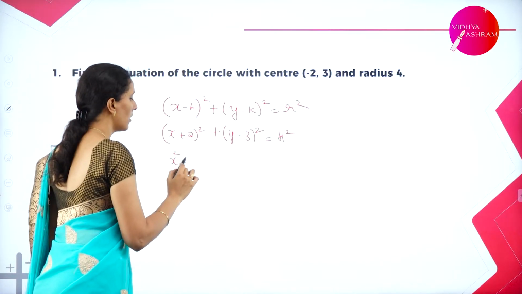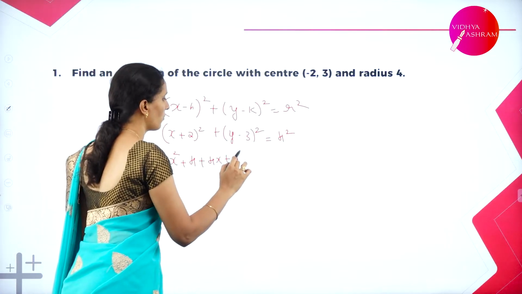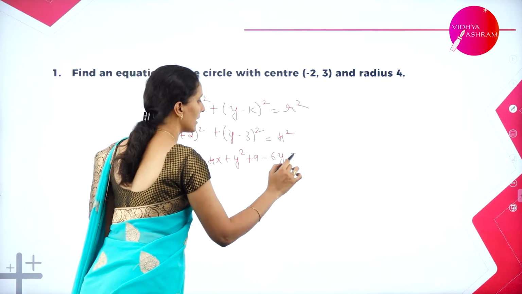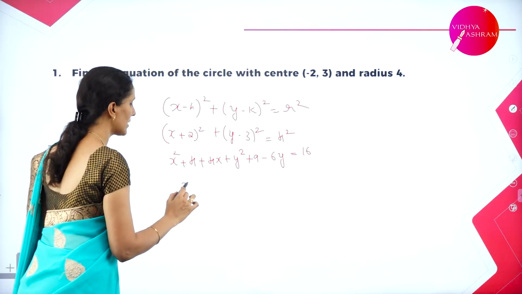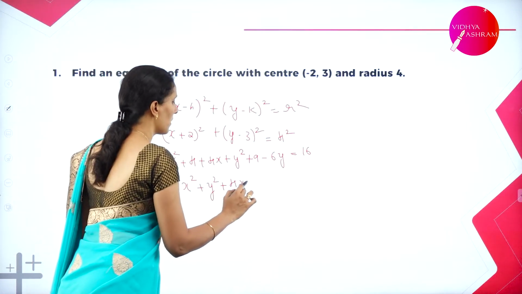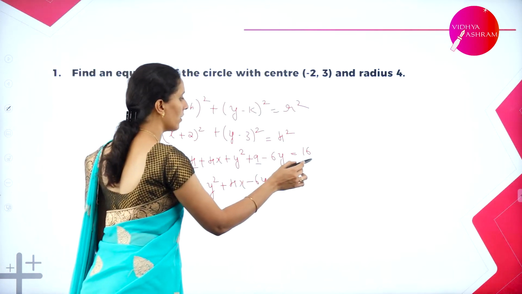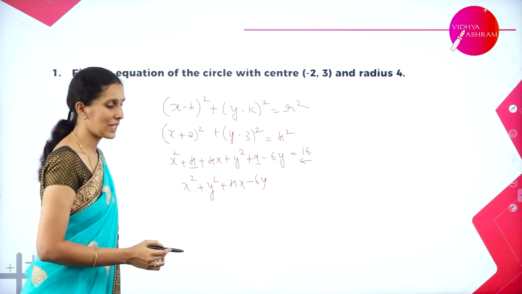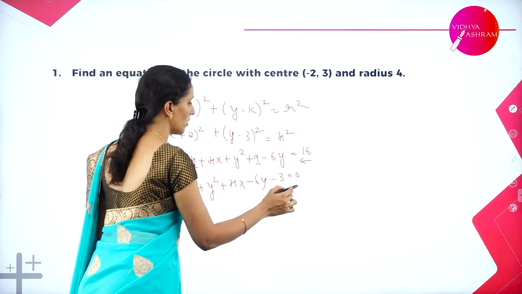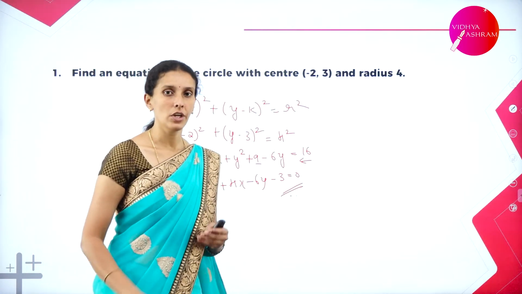So x square plus 4 plus 4x plus y square plus 9 minus 6y, and this is equal to 16. So you can write this as x square plus y square plus 4x minus 6y. 9 plus 4 is equal to 13, and when 16 comes here, it becomes minus 16. So 13 minus 16 becomes minus 3 is equal to 0. So this is the expansion of the general equation you can write.